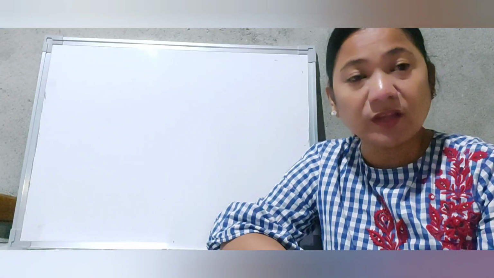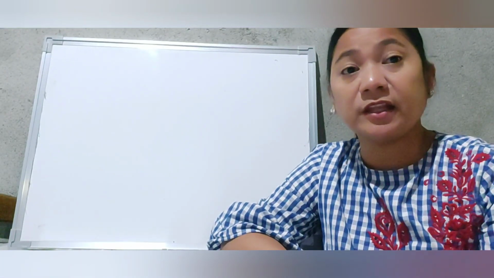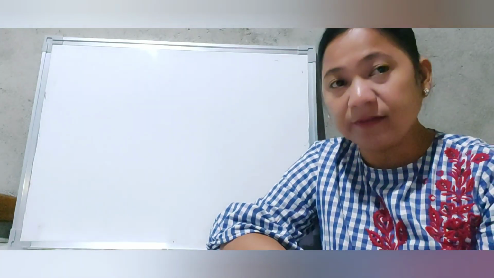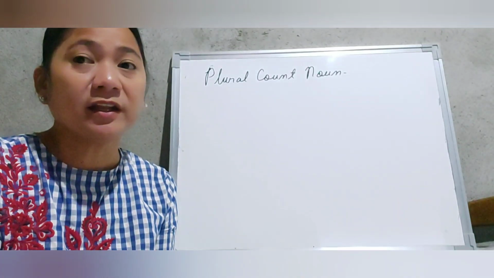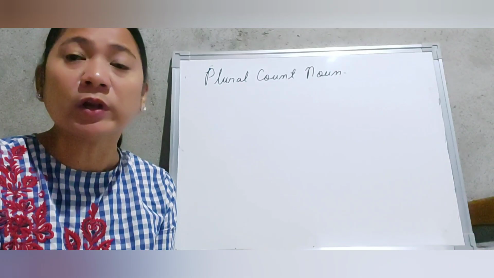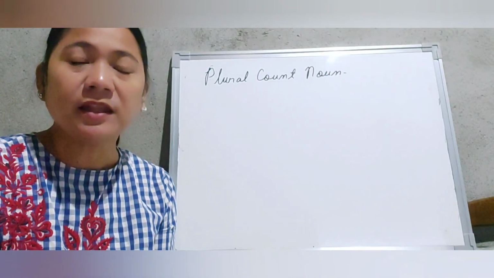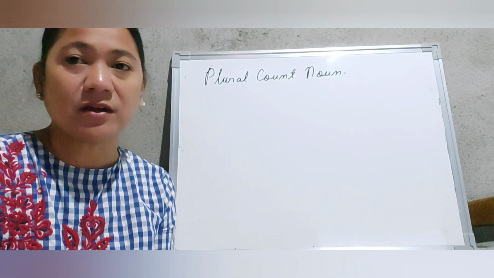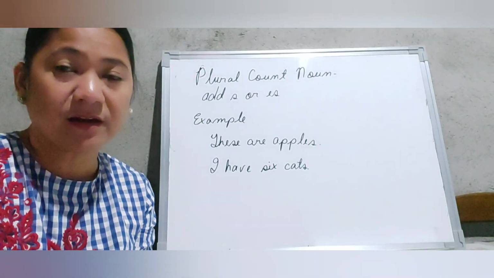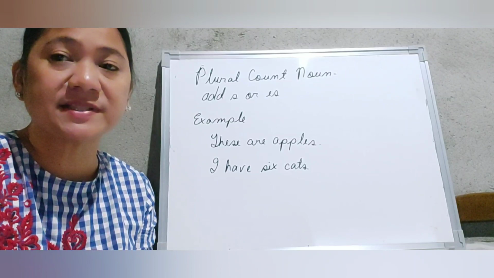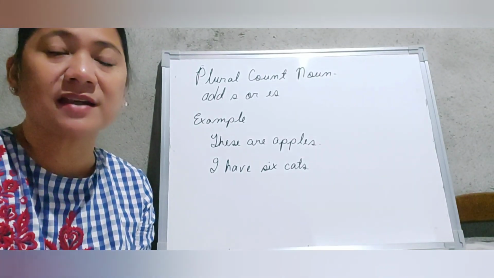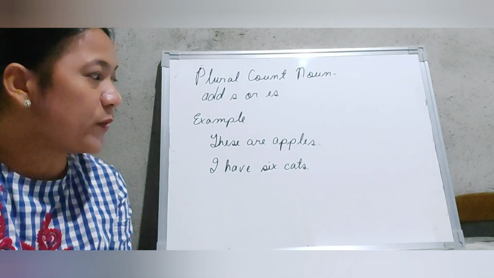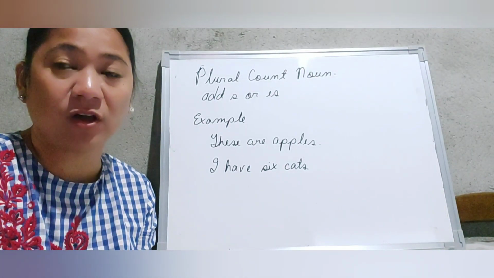But what if a count noun is written in a plural form? Can we use the article a or an? No, we cannot use those articles with a plural count noun. Instead, we add s or es to the count noun. Example, these are apples. I have 6 cats. Since the count noun is referring to a plural form, that's why we add s at the end of the count noun.